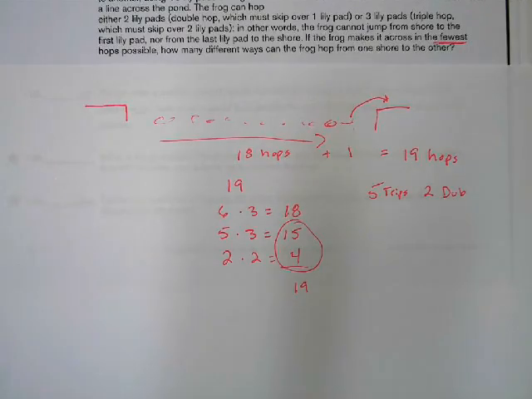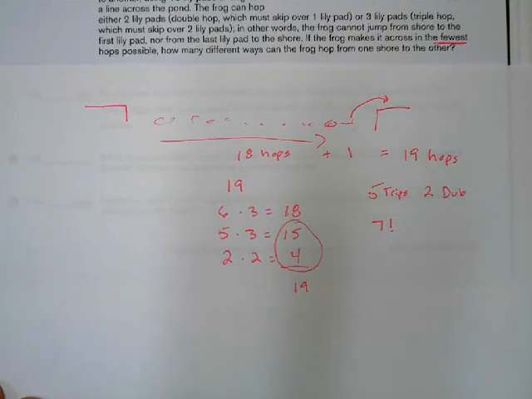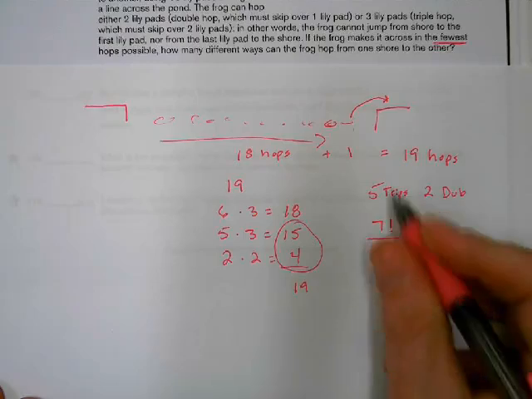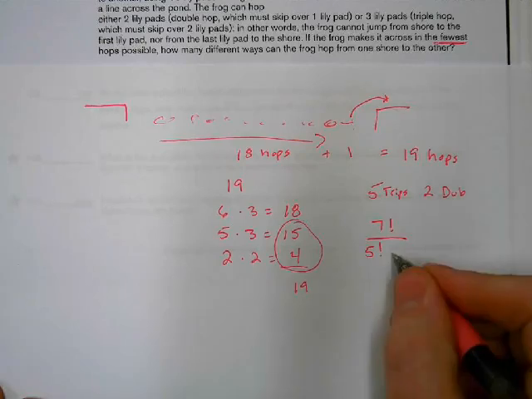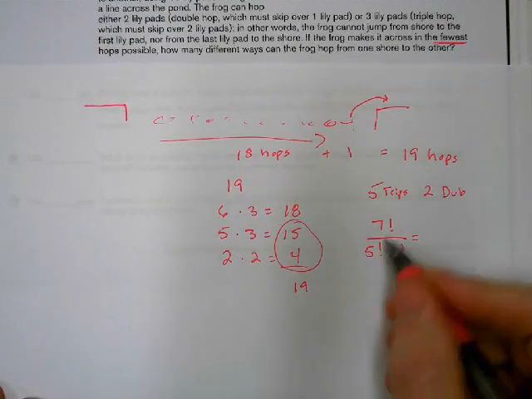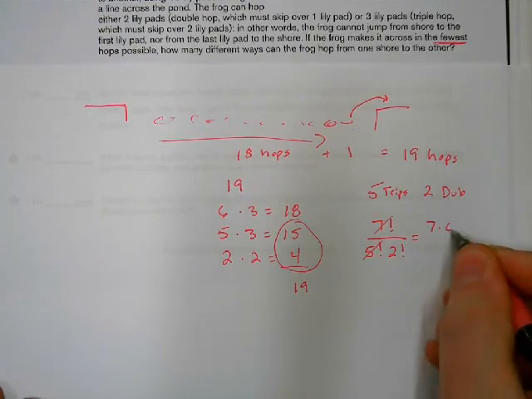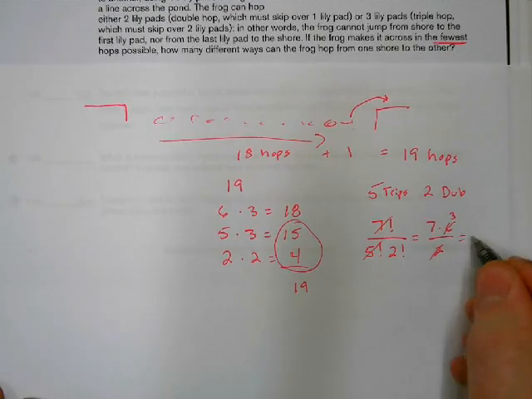Okay, so at this point, I need to find out how many combinations I can do from 5 triples and 2 doubles. Well, 5 are the same and 2 are the same. I've got a total of 7 jumps. There are 7 factorial ways to do those jumps, but 5 of them are triples, so they're all the same, so I have to divide that out, and 2 of them are doubles, so I have to divide that out. So our answer is 7 factorial divided by 5 factorial, 2 factorial. So these cancel. I'm left with 7 times 6, and I divide by 2. So 7 times 3, 21 different ways to do the different hops.